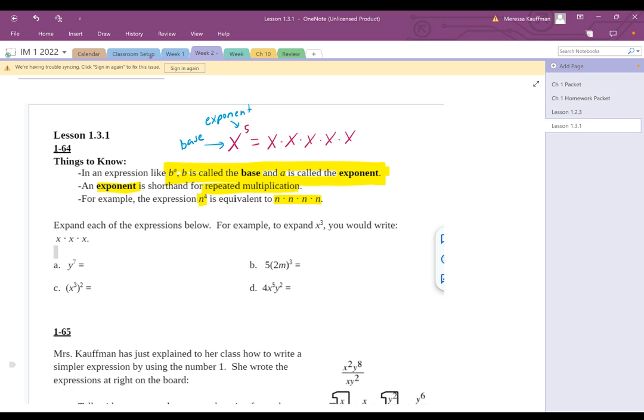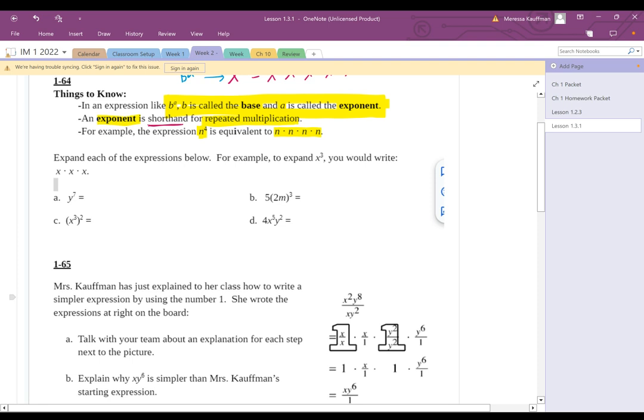That's why we call this exponent form, or the expression with the exponent, the shorthand. It's the shorthand because we are writing it in a shorter form versus x to the fifth, x times x times x times x times x. If I had x to the 50th, that would be a lot of x's. So we in math like to use shorthand, and that's what this exponent is.